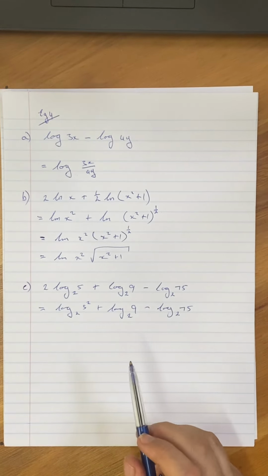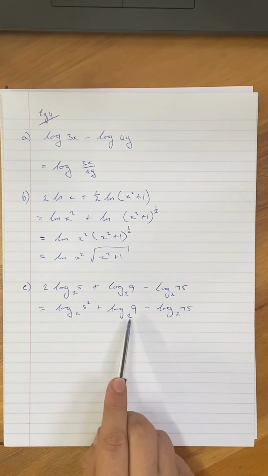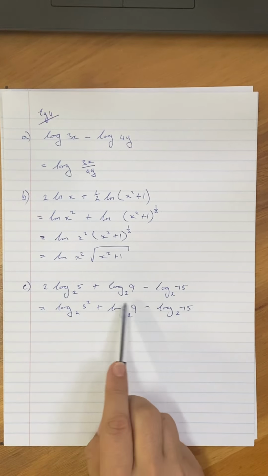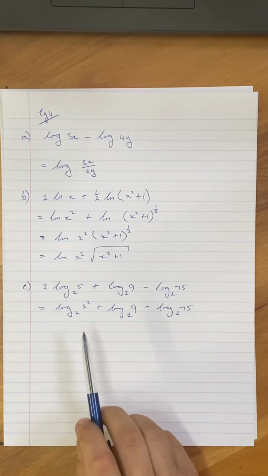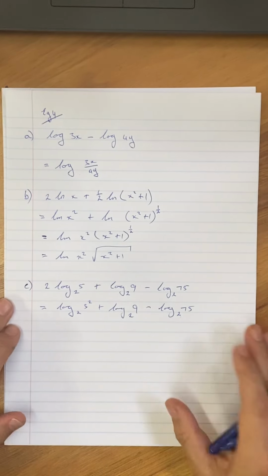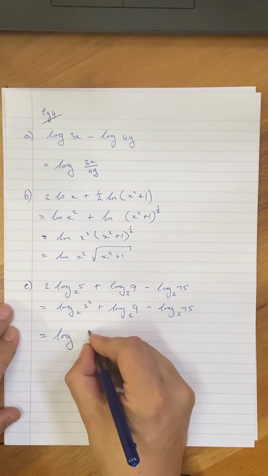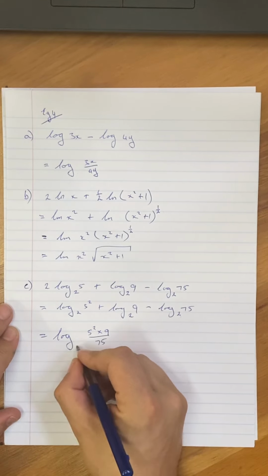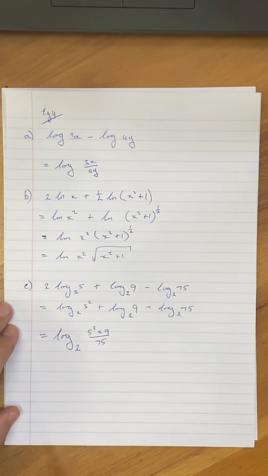Okay, now what I can do is, because all our bases are the same, we've got base 2, base 2, base 2, I can multiply these two things because we're adding, and then I can divide all of that by 75 because we're minusing. Now, the only reason why I can do that, grade 11s, is because my bases are all the same. If these were different bases, I wouldn't be able to do that. Okay, so I'm going to make it 1 log, and this is going to be 5 squared multiplied by 9 all over 75 base 2. Okay, remember, if you're adding, you multiply those things. If you're minusing, you divide by that.